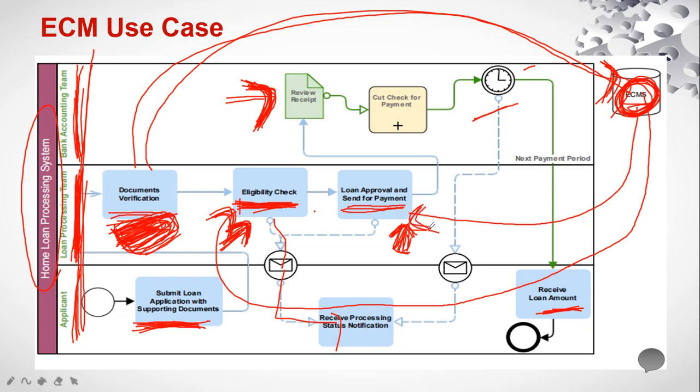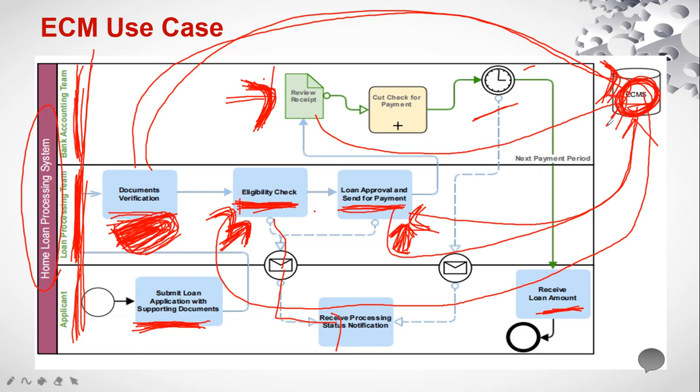Whenever they have approved the application, it will generate the payment receipt. So in this activity, we are generating a payment receipt. Then that payment receipt will be stored in this ECM platform as well. Once this activity is done, it will go for the payment. In this payment, the accounting team will also review. After reviewing this payment receipt, the accounting team will generate a few other documents as well, and those documents will be stored in this ECM platform as well.